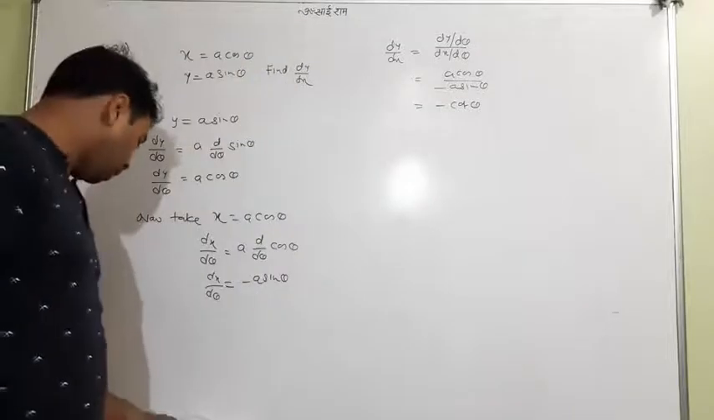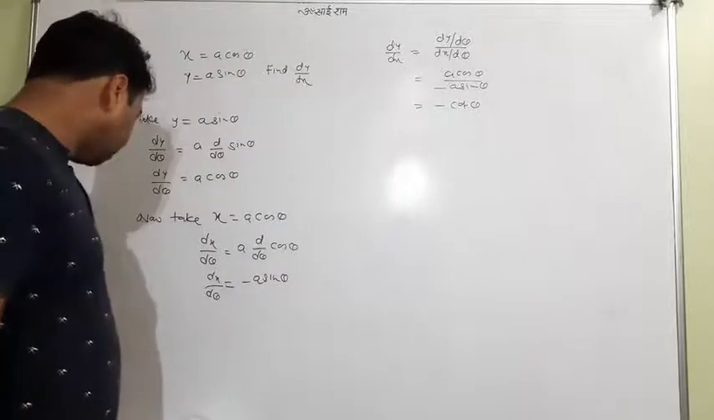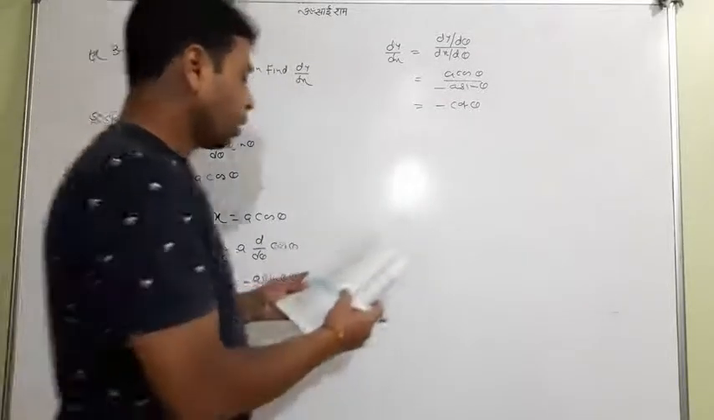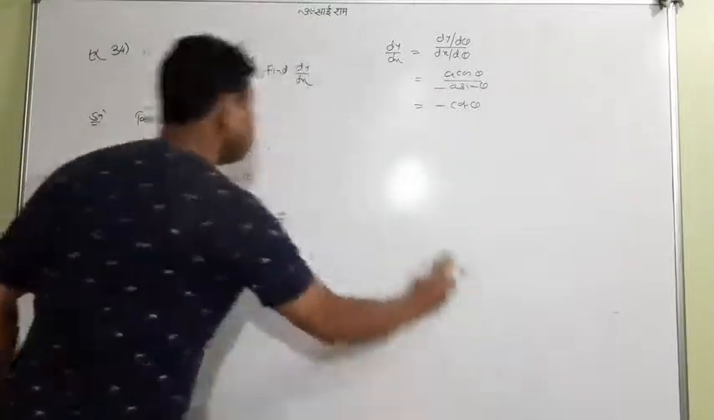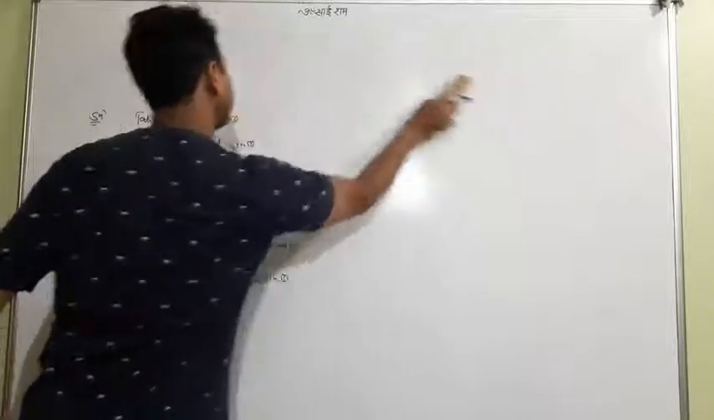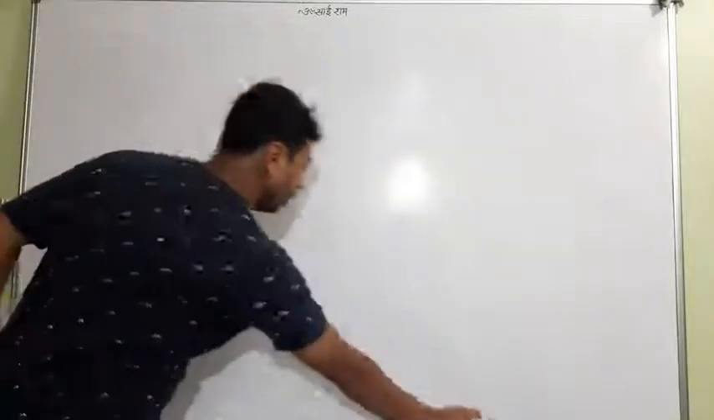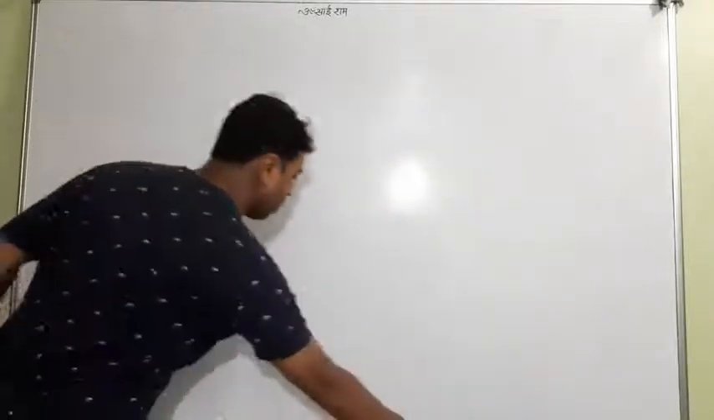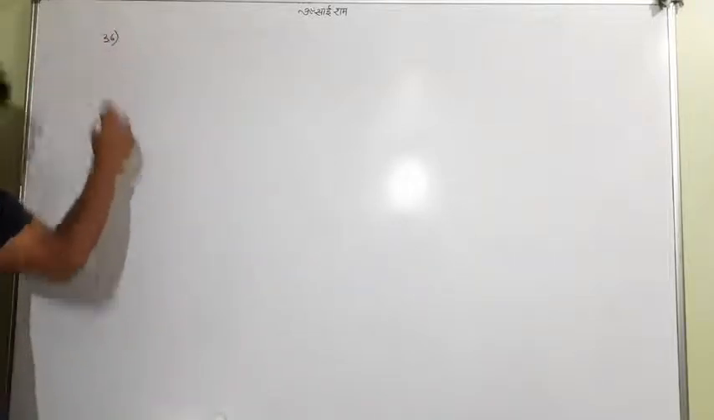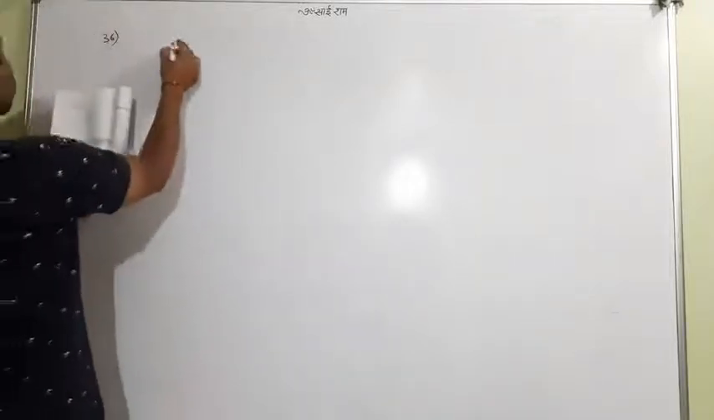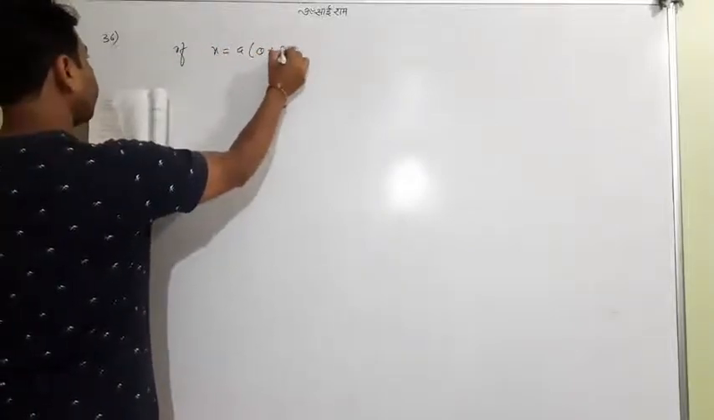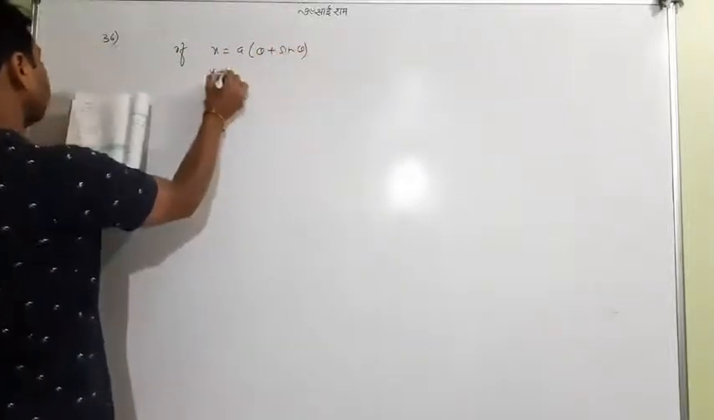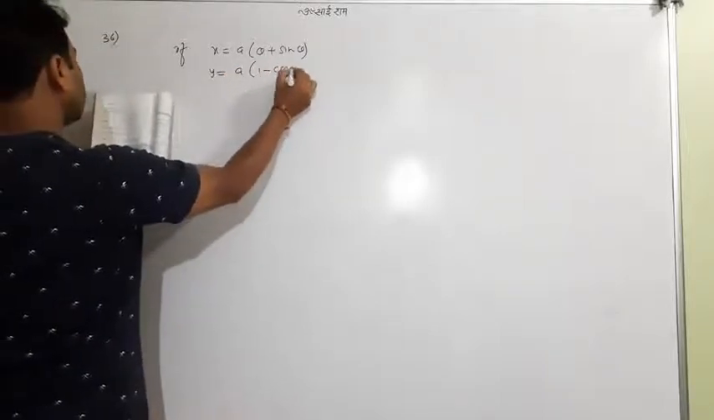So this is a very simple concept, I think. Nothing much needs to be told about that. Example 35 is one of the easiest. I'm not telling it. Example 36 I'm telling you. Look at example 36. Example number 36. It is: if x is equal to a (theta plus sin theta), y equal to a (1 minus cos theta).